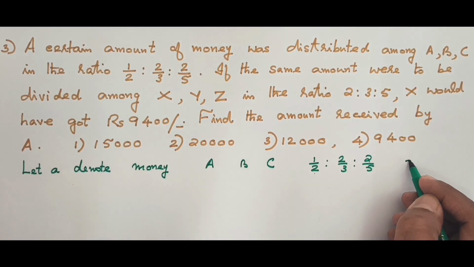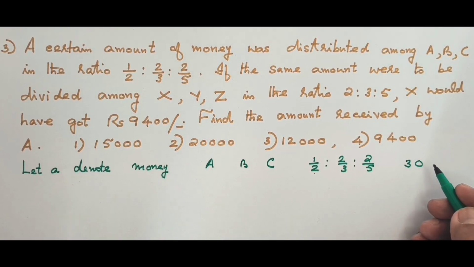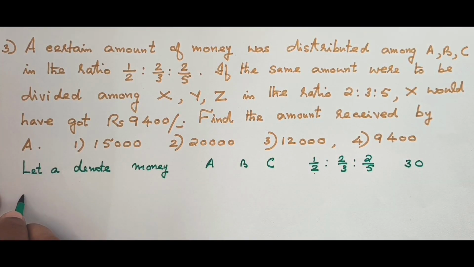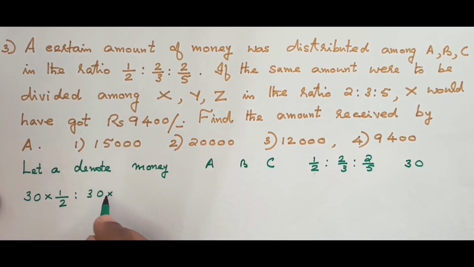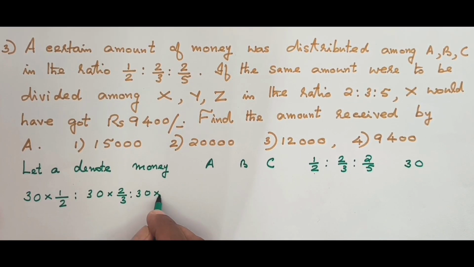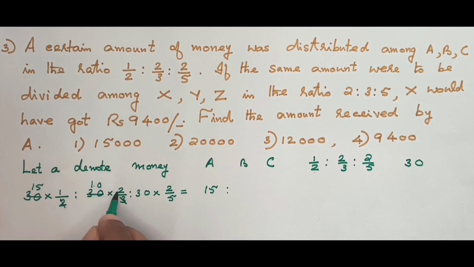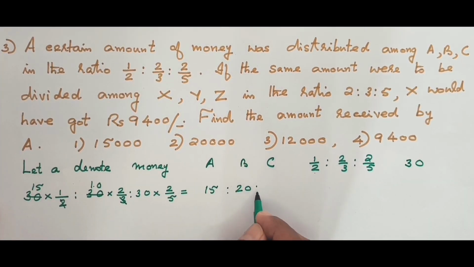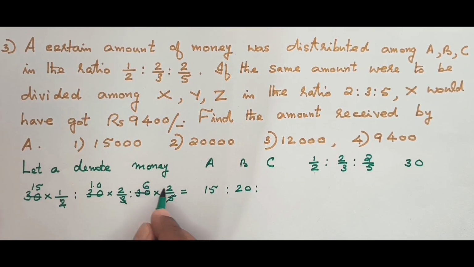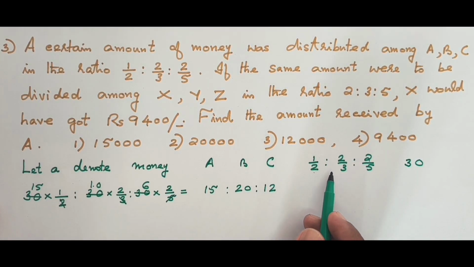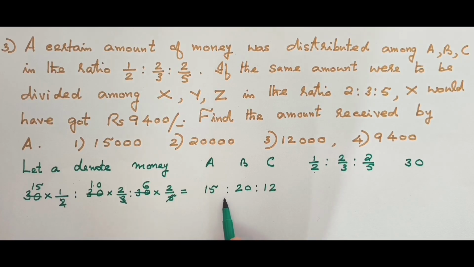What is the LCM of 2, 3, 5? 30. So when you multiply this ratio by 30, this is what you get. 30 multiplied by 1 over 2 is to 30 multiplied by 2 over 3, 30 multiplied by 2 over 5. Now cancelling like this, 15, then cancelling like this, 10 multiplied by 2, 20. Similarly here 6, product of 6 and 2, 12. So this ratio is the same as this ratio. Now we can handle it better.